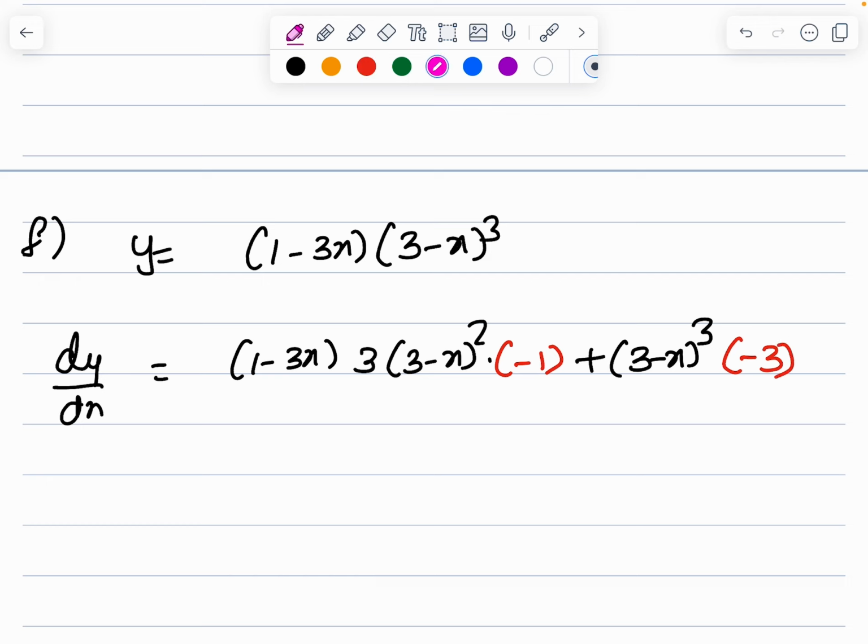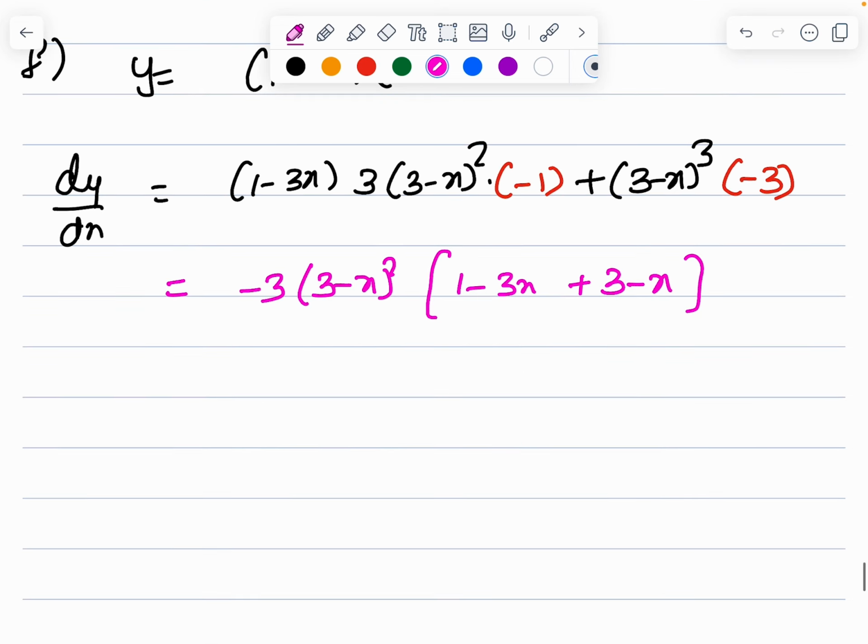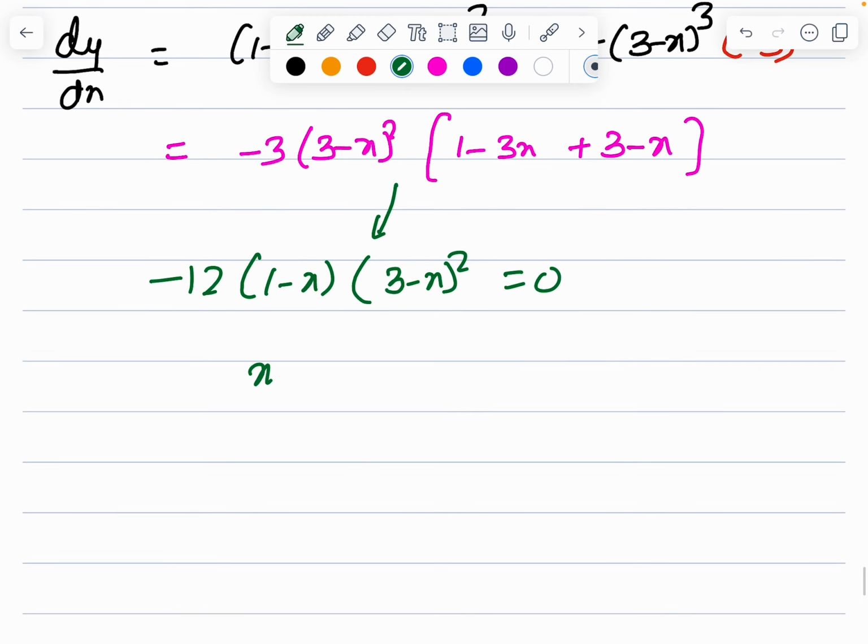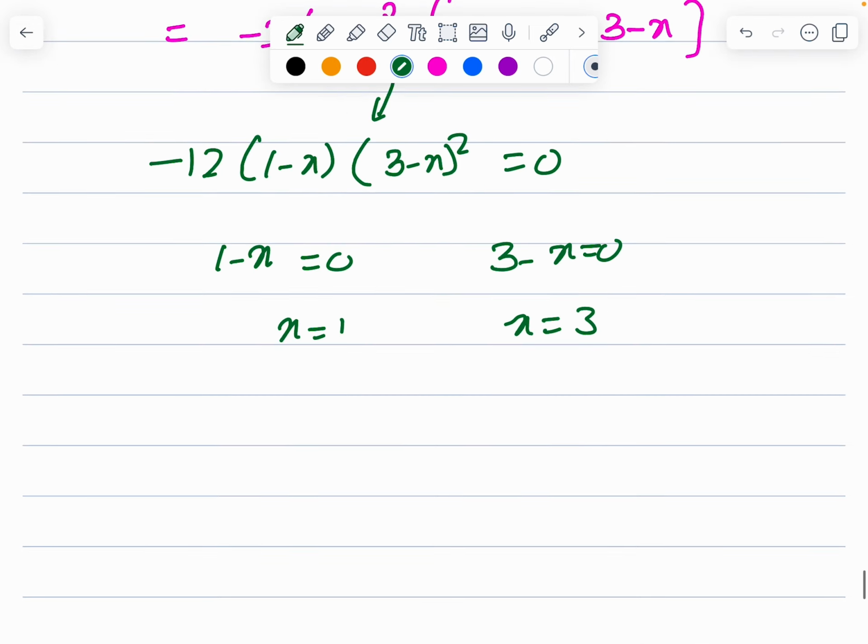You can simplify it further so that it will be easy. Negative 3 times (3 minus x) whole square common. So one more 1 minus 3x will be left over, and one more 3 minus x is left over. So what I will be getting, negative 12 times (1 minus x) times (3 minus x) whole square, when I simplify this. This should be equal to 0. So either 1 minus x equals 0 or 3 minus x equals 0. So x equals 1, x equals 3. Plug in directly, you should be getting: when you plug in 1, your answer should be negative 16. When you plug in 3, your answer should be 0.